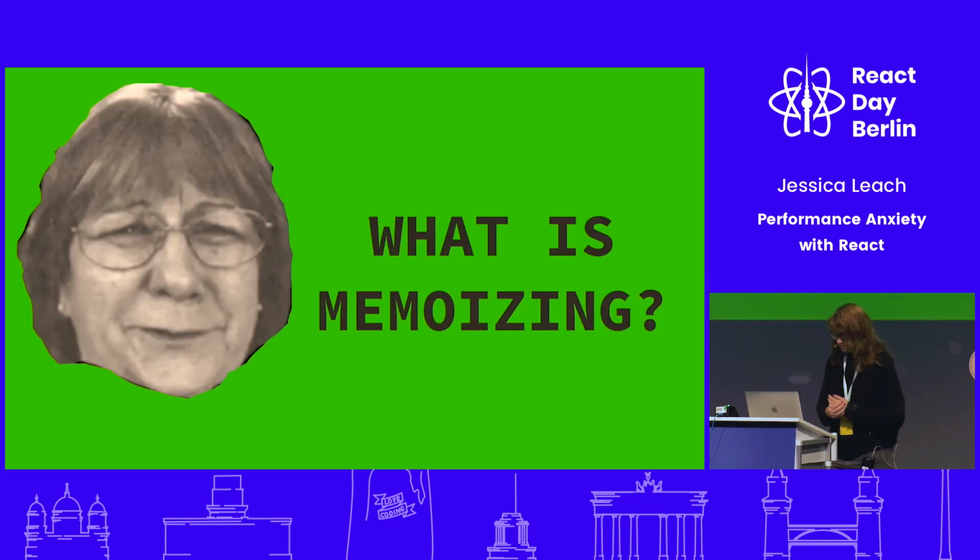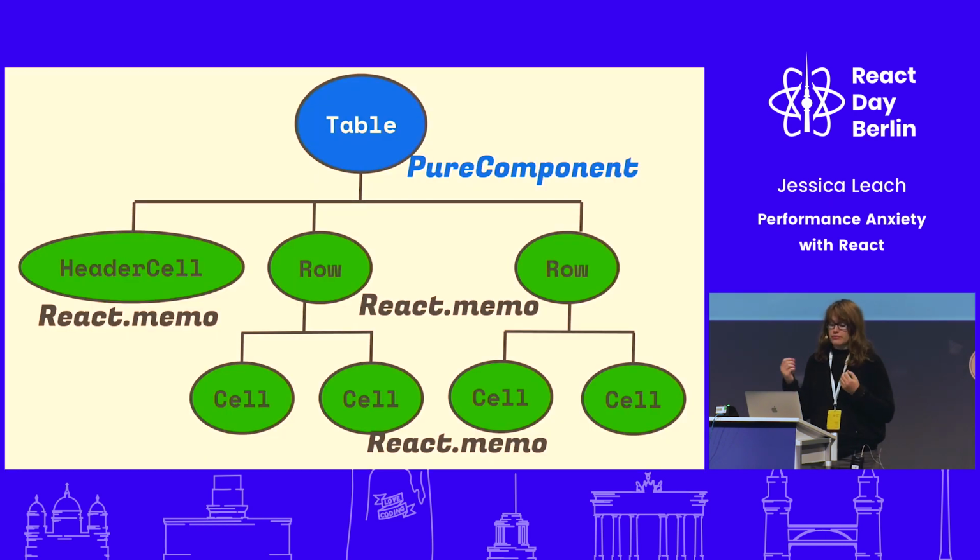What is memoizing? In computer science, memoizing is a technique used to speed up programs by storing the results of an expensive function call and returning the cached result when the same function is called again. So header cells, rows, and cells can all be memoized since they are stateless or dumb components.